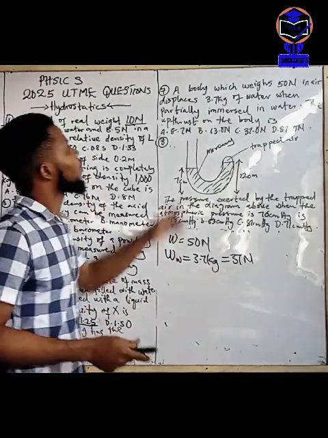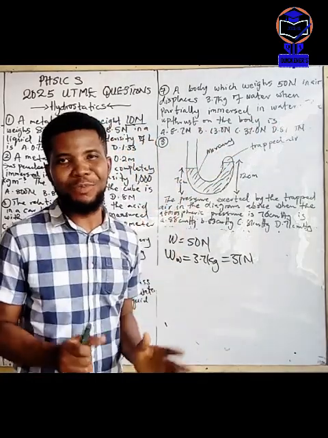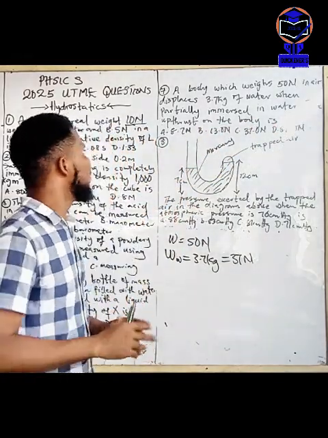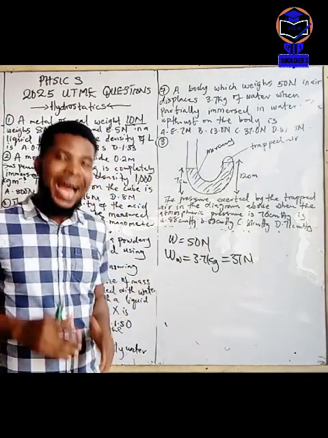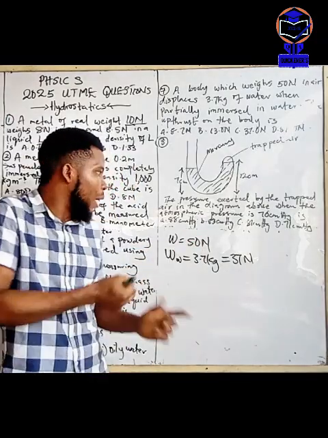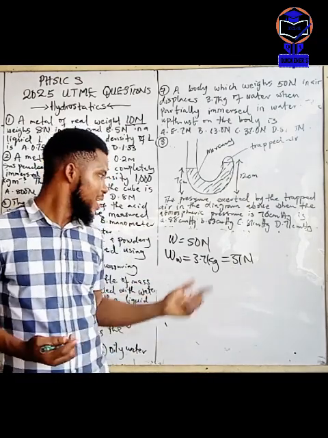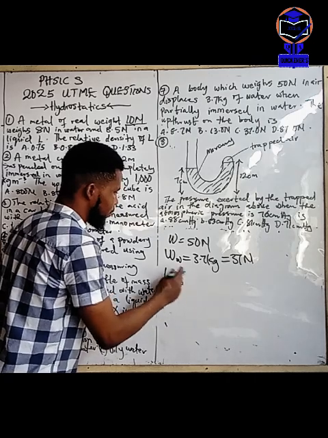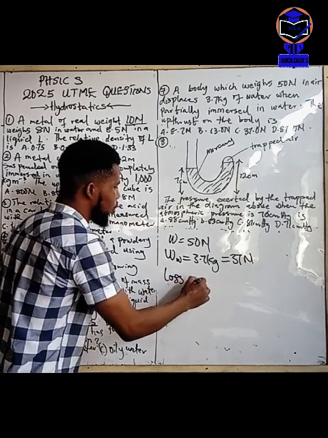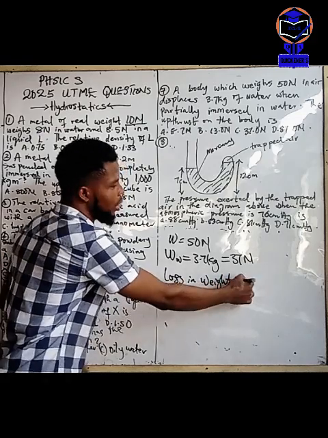Now, the upthrust on the body, very simple. They're looking for the upthrust on the body, right? So, if this thing weighs 50 Newton in air, then you immerse it in water and you now weigh it as 37 Newton. How much weight has it lost? It has lost weight, which is indicated as upthrust. Are you with me?